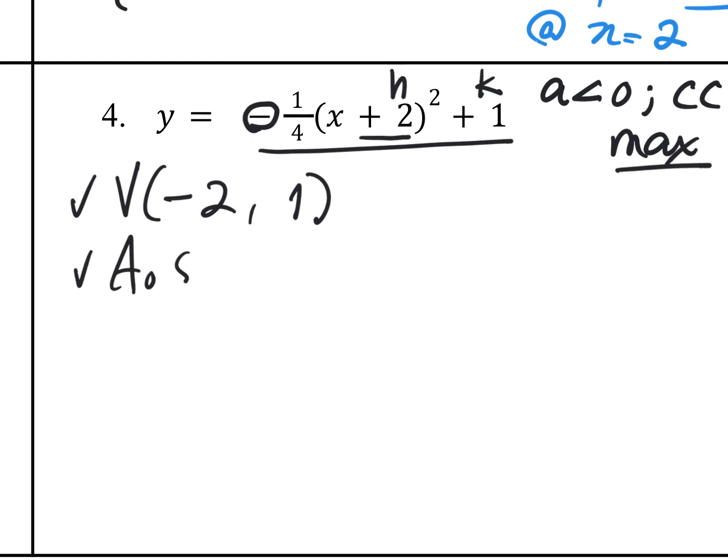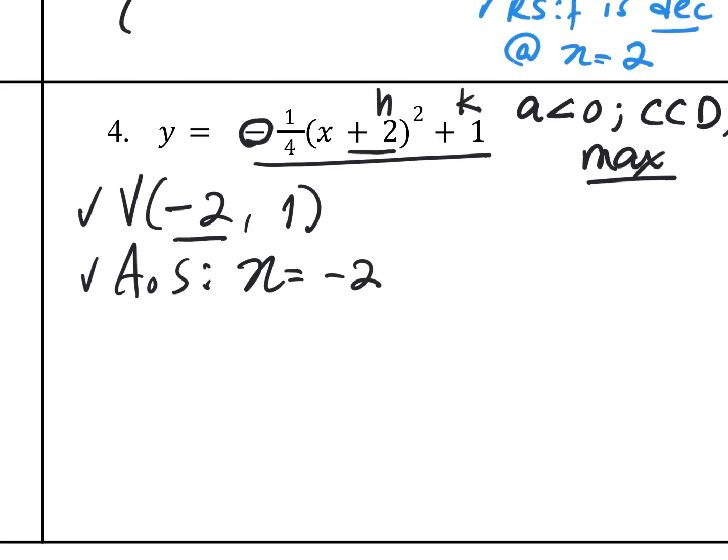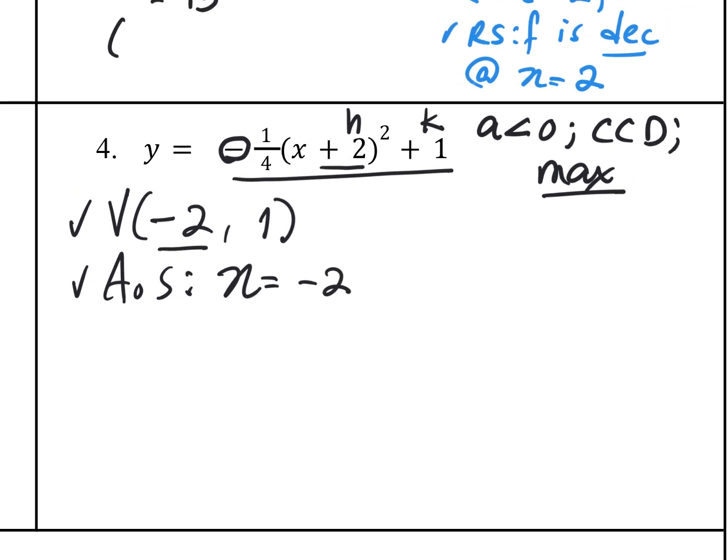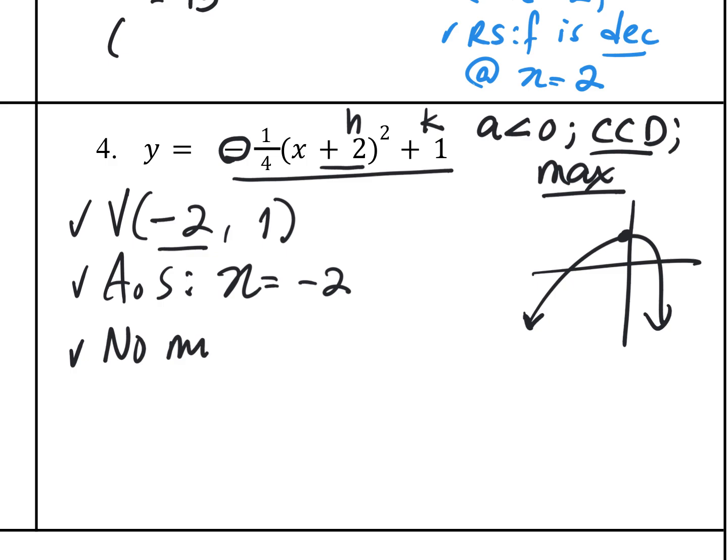The axis of symmetry is the x coordinate of your vertex, which is x is equal to negative 2. Now, since my a is less than 0, that's going to be concave down. It means it's going to be opening this way, where the vertex is at its maximum. So there is no minimum, but there is a maximum, max value at y is equal to 1 when x is negative 2.